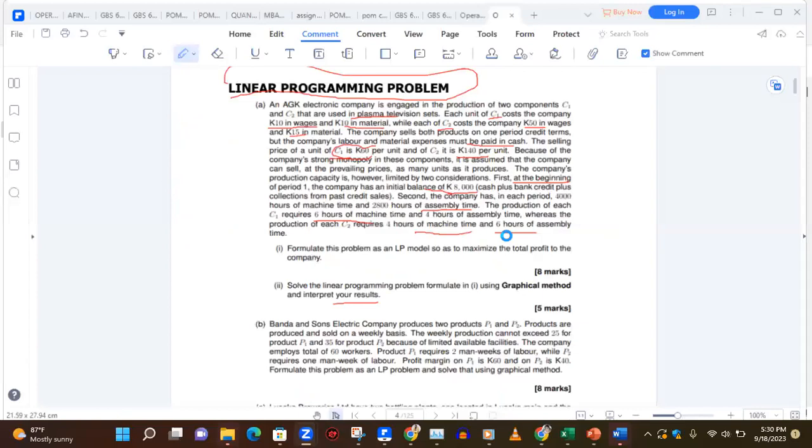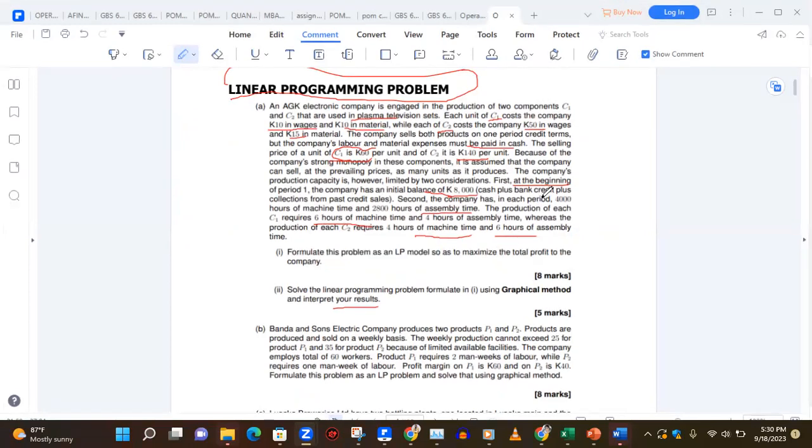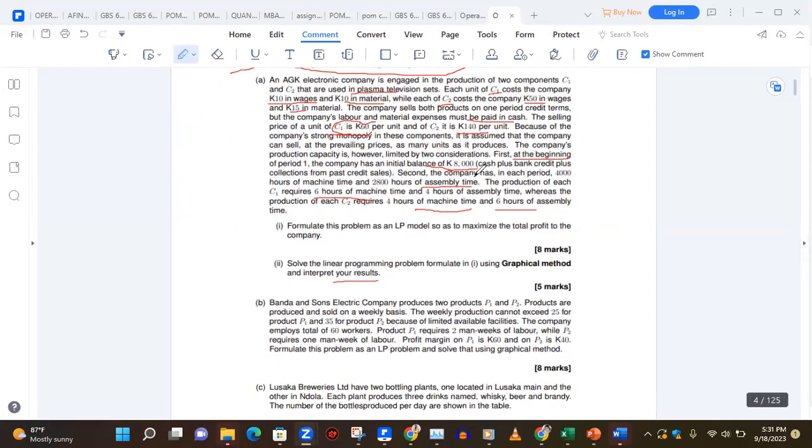All right, so this is where we are getting this one from. What is happening here is that the total cost should be paid in full. That's what I was simply saying. The company sells both products on one period credit terms, but the labor and material expenses must be paid in cash. So we are using the initial cash balance of 8,000 to pay for the material.